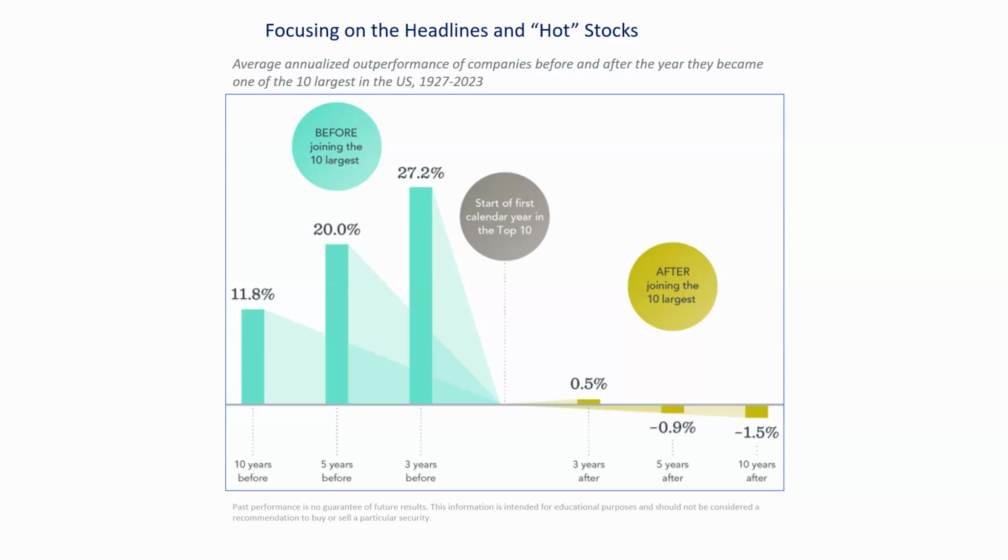So before they become one of the 10 largest, they've done really well. The 10 years before, 11%, 20% 5 years before, 27% 3 years before. Really, really well. The question is, once they become the largest, what happens? And the first calendar year after they hit the top 10, these are their returns. Absolutely abysmal.